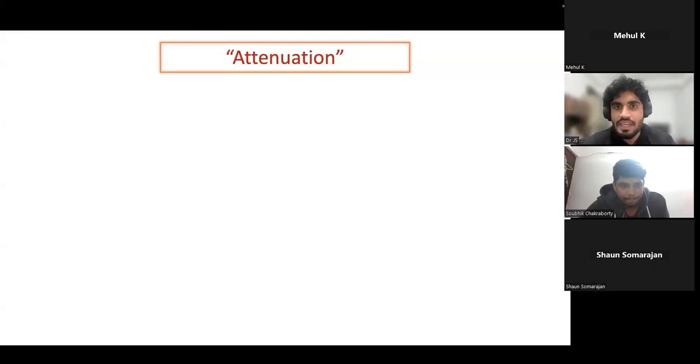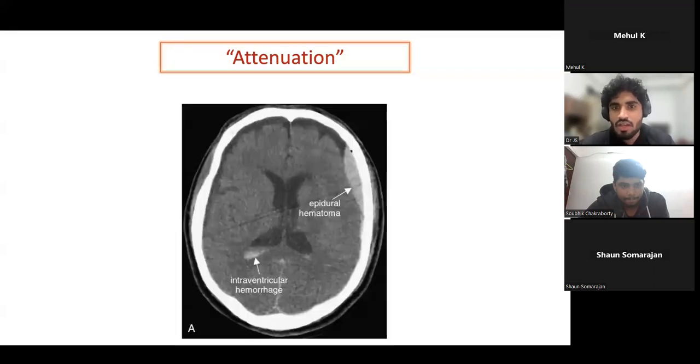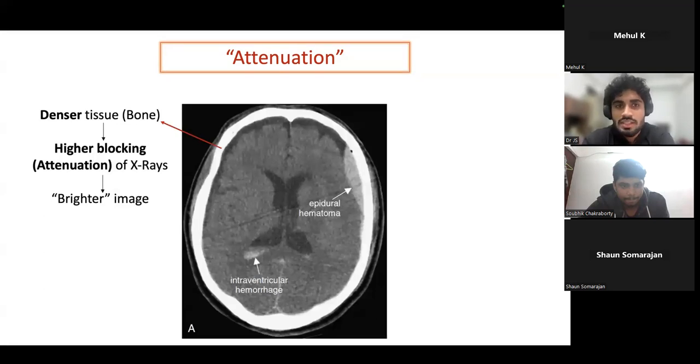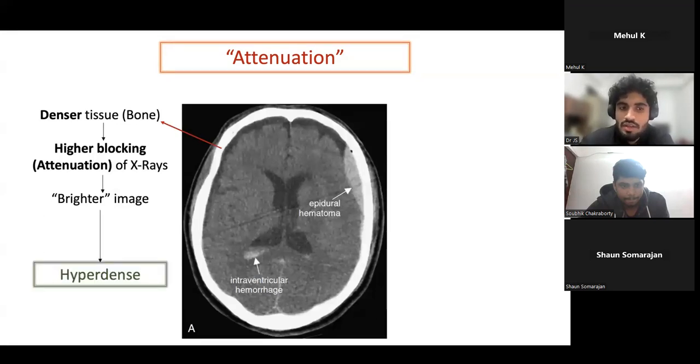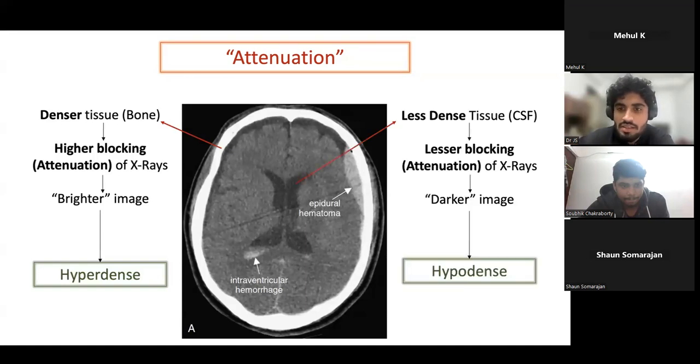So that's why there are some important terms which we have introduced into this world. Okay, this is a CT world. So we call this one attenuation. Okay, so this is called, what is this? Hyperdense, and this is hypodense.